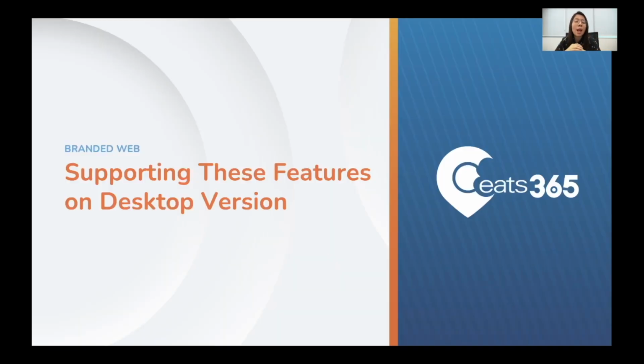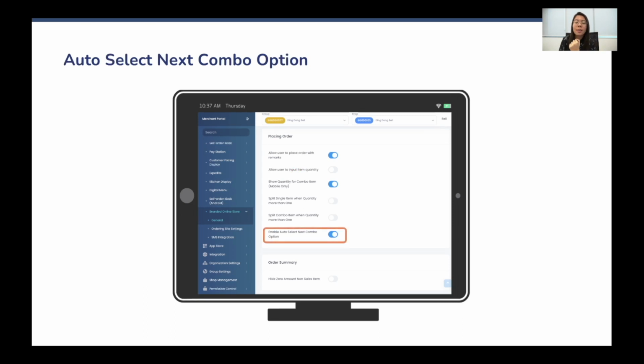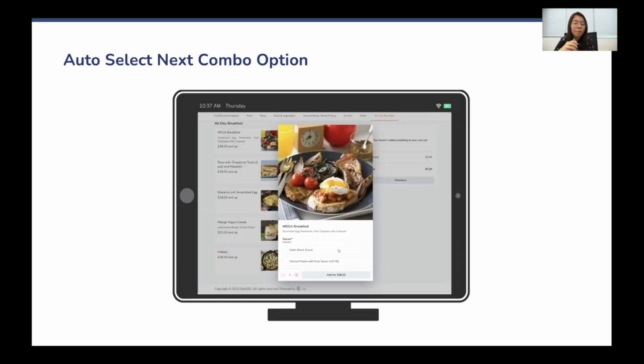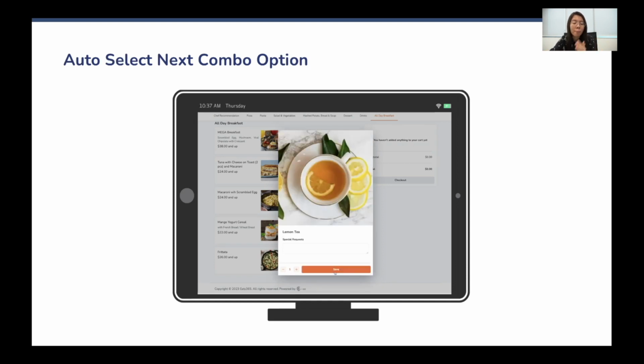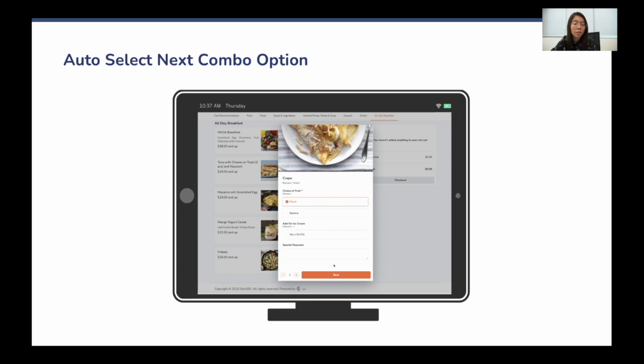The last update I have for you is regarding the features that were previously available on the mobile version of the branded web, but are now supported on the desktop version as well. If you have enabled the Auto Select Next Combo option under the branded online store setting in your merchant portal 2.0, whenever your customer is placing an order for a combo item from either the mobile or the desktop version of the branded online store, once they have fulfilled the requirements of the first combo option, it will automatically jump to the next combo option.